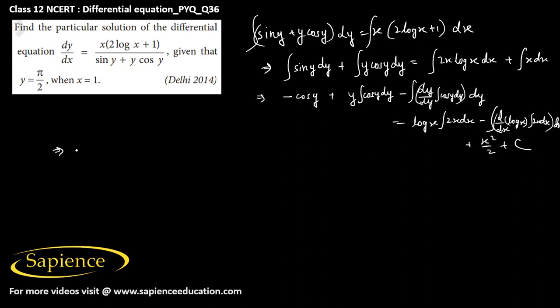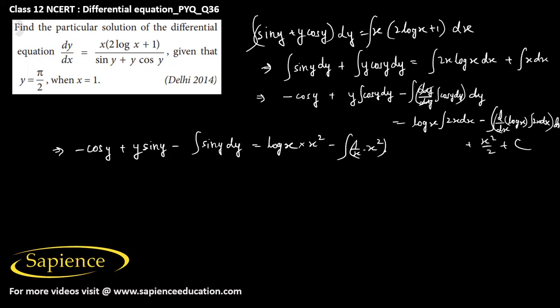So this will be minus cos y, then plus y, integral cos y is sin y, then minus dy/dy will cancel, and that is integral, now integral cos y is sin y, then dy. Then this will be equal to log x, then integral 2x dx is x square, minus now integral d/dx of log x is 1 by x, and integral 2x dx is x square, times dx, then plus x square by 2 plus c.